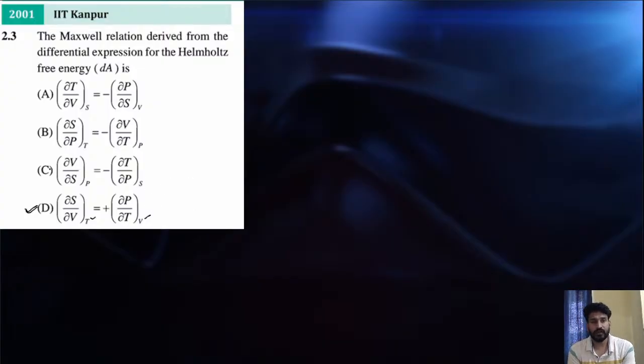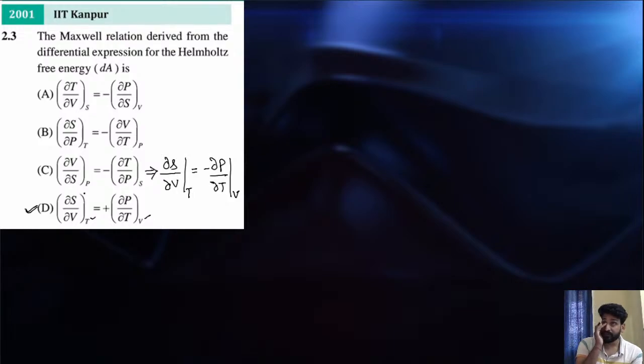Now, one change I'll write here. Let's suppose instead of this option, option C is like del S over del V keeping T constant is equal to minus del P over del T keeping volume constant. I'll make it more difficult for you, right? In the original question, there is no need to remember anything. Only the D option has the T and V variables. Just click on this option and your equation is right.